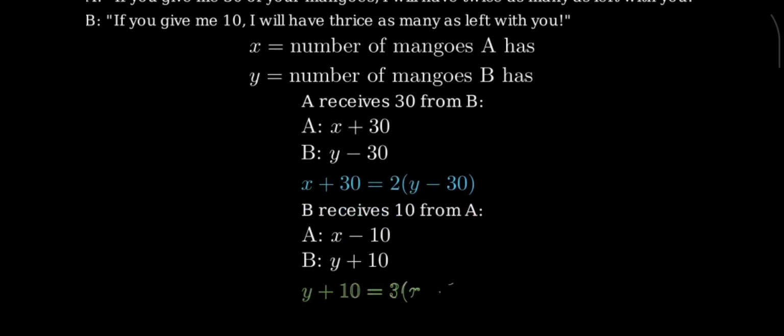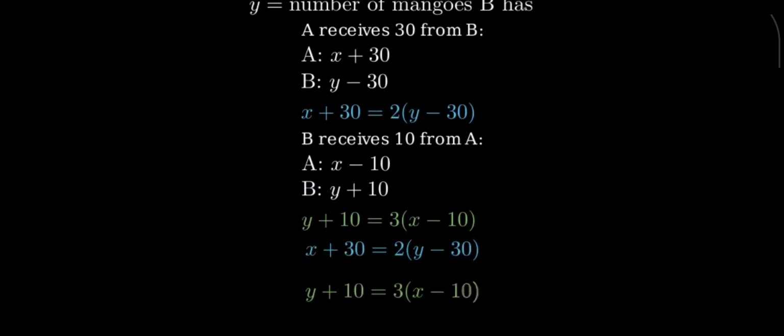Now, for B's statement, if A gives B 10 mangoes, A will have X minus 10, and B will have Y plus 10. B says, now I will have 3 times as many as you have left. So Y plus 10 equals 3 times (X minus 10). Let's write both equations more clearly so we can solve for X and Y.